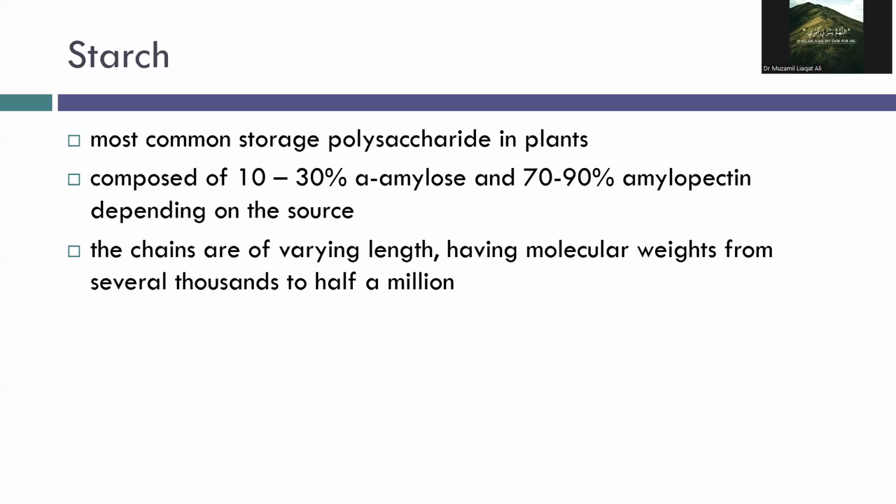Highly branched polymer with alpha 1,4 chains and alpha 1,6 branch points every 12 to 30 residues. The molecular weight ranges from several thousand to 500,000 Daltons. Starch is the primary dietary source of carbohydrates for humans.